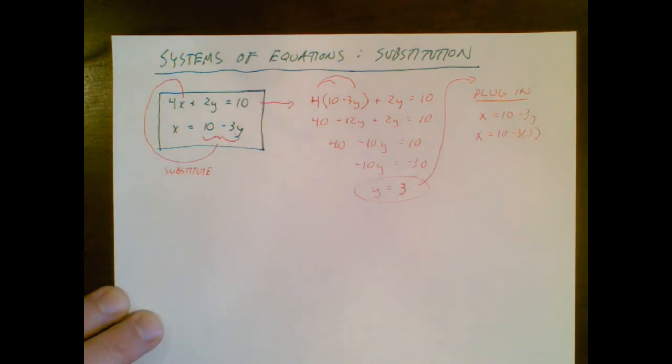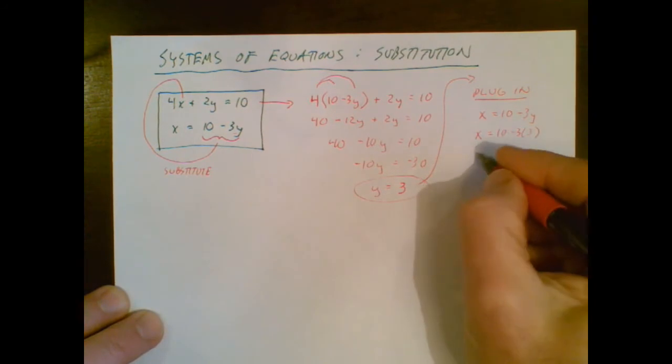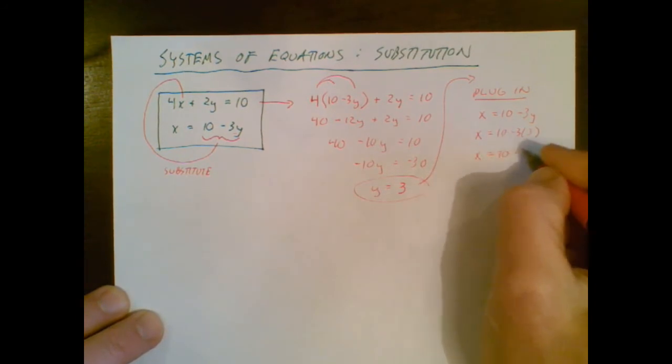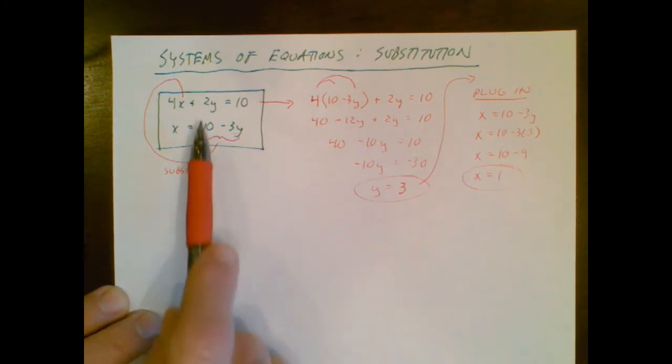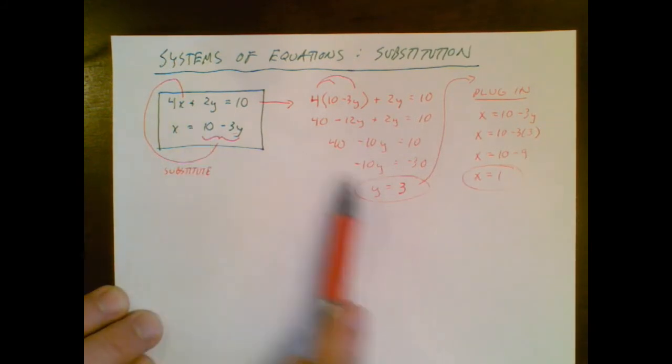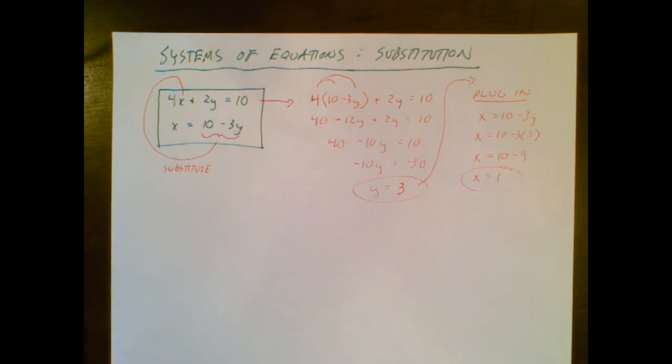This pen is running out of ink. I apologize. I'll switch up on the next example. And I get x equals 10 minus 9, so x equals 1. My answer to this system is y equals 3, x equals 1. Now that's the first time you've seen this procedure, so it might seem a little weird.